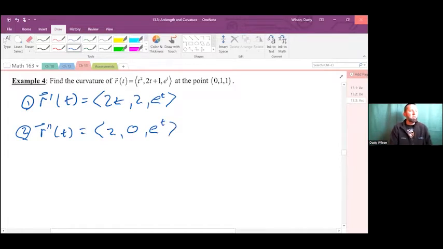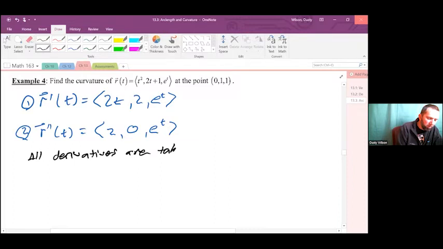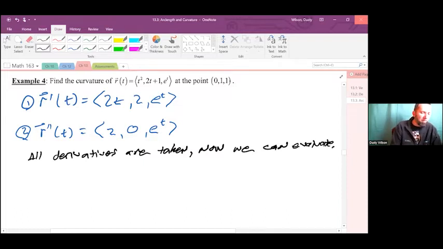Now, once we've found all of our derivatives, we can evaluate these functions and get to a constant vector or constant vectors. This is kind of a sticky point for students. All derivatives are taken. Now we can evaluate. And you might say, what do you mean by evaluate? Well, what I want to point out is that we are at the point 0, 1, 1.